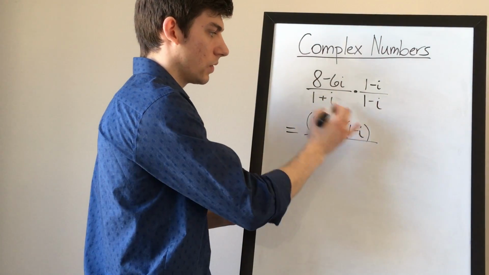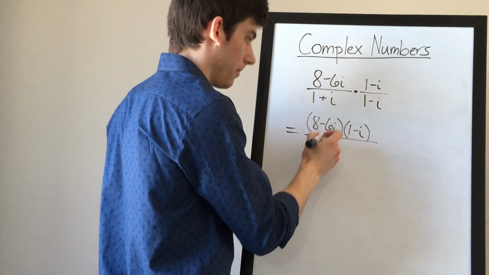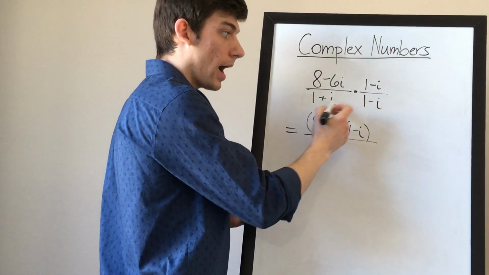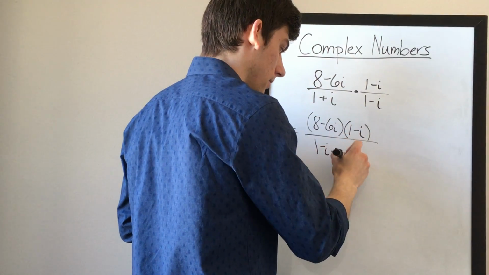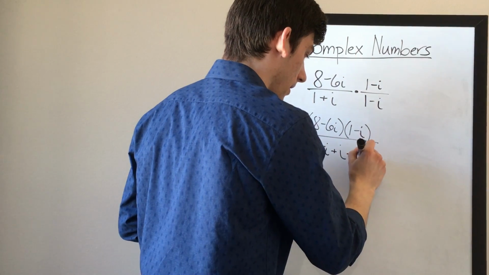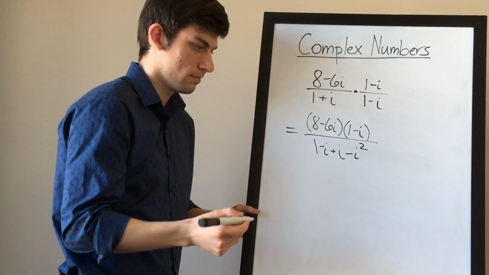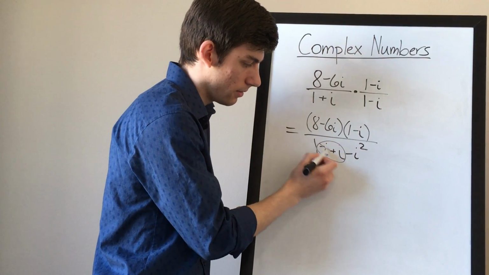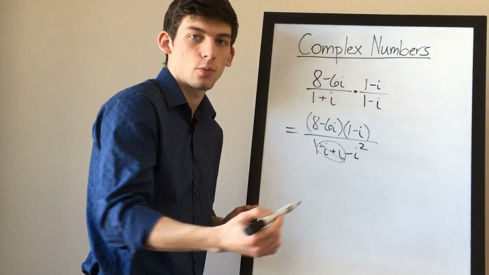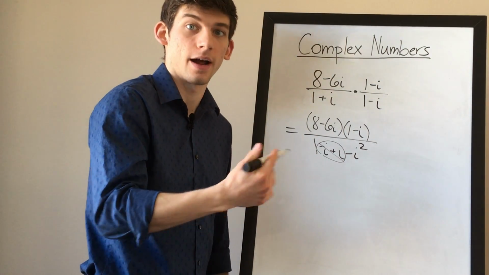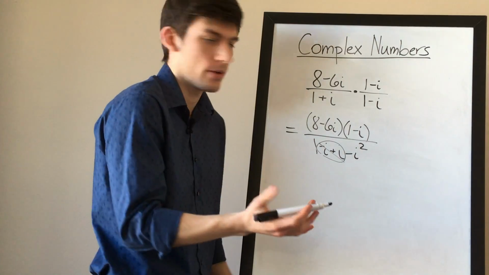Let's multiply this out. 1 times 1 is 1. 1 times negative i is minus i, then plus i, and then i times negative i gives you negative i squared. From here, you see that these two i's are going to cancel out. And you know that i squared has an actual numerical value. i squared isn't imaginary, it's just equal to negative 1. So let's rewrite it that way.